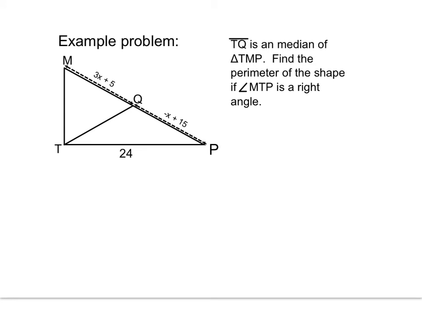And I realize I'm going a little faster, so if you have to slow down and go back to the notes, you definitely can. So now we've got TQ is a median. So again, median, we know that this is congruent to this. It goes through the midpoint of triangle TMP. It wants us to find the perimeter. I better underline that word or circle it. Find the perimeter of the shape if angle MTP is a right angle.